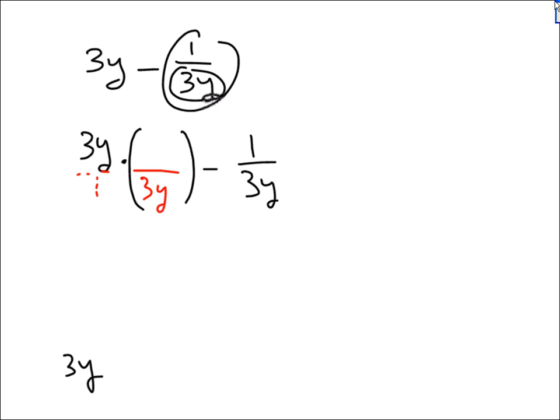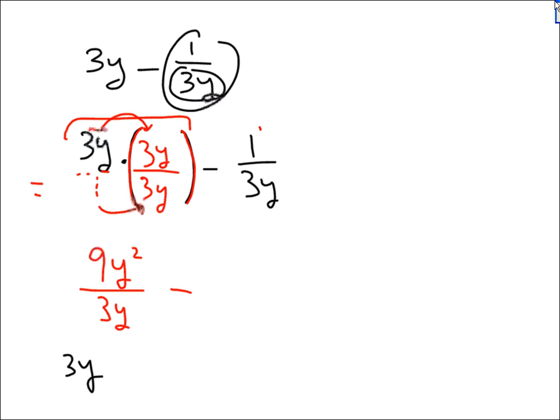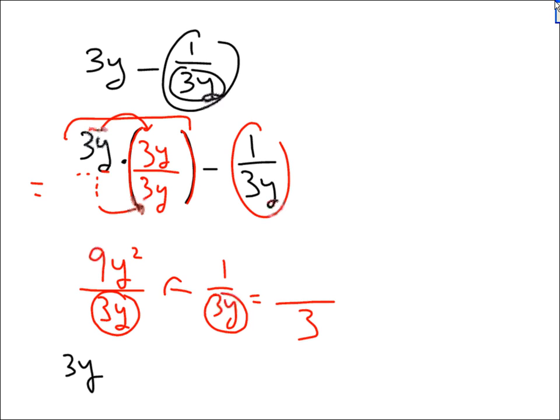Now, this product will have 3y in the bottom. And since this fraction must be 1, I have to put 3y in the top. And 3y times 3y. Well, there's 3 times 3, and there's y times y over 1 times 3y, which is 3y, minus 1 over 3y. Now, it looks like I'm doing this correctly. My denominators are the same. Subtract the numerators. 9y squared minus 1.